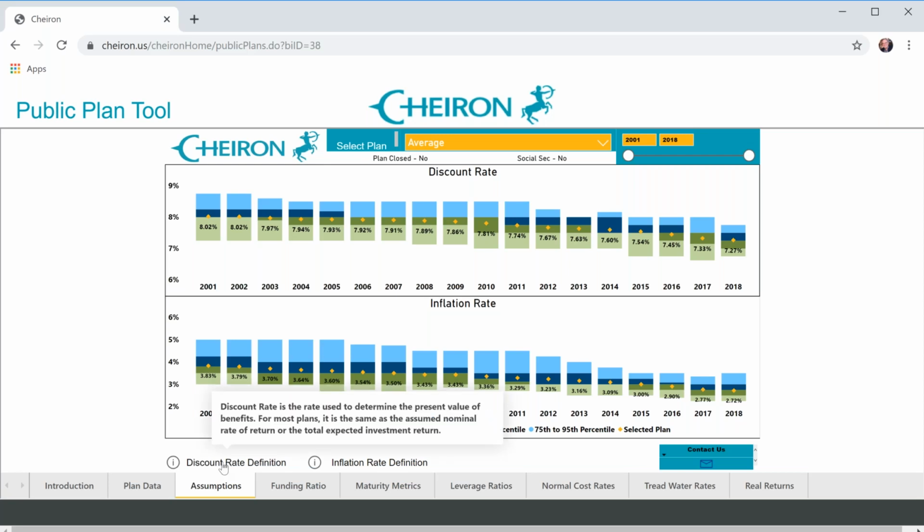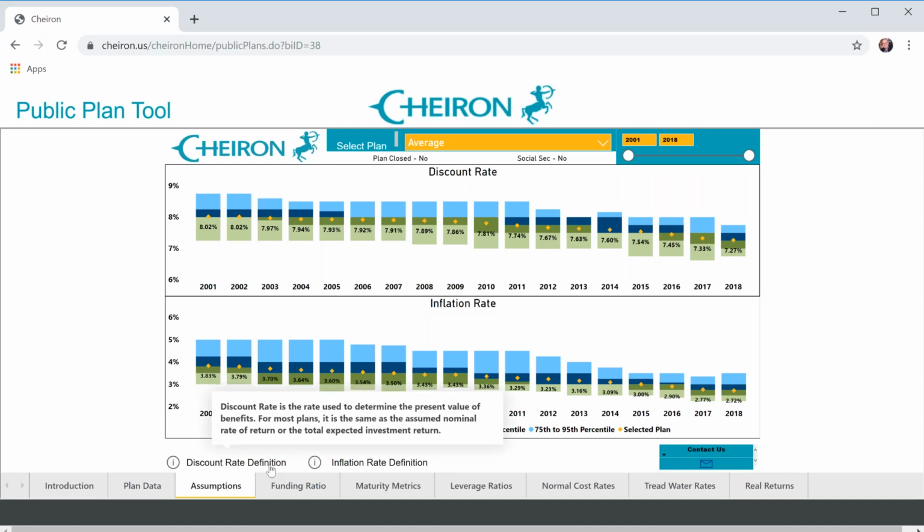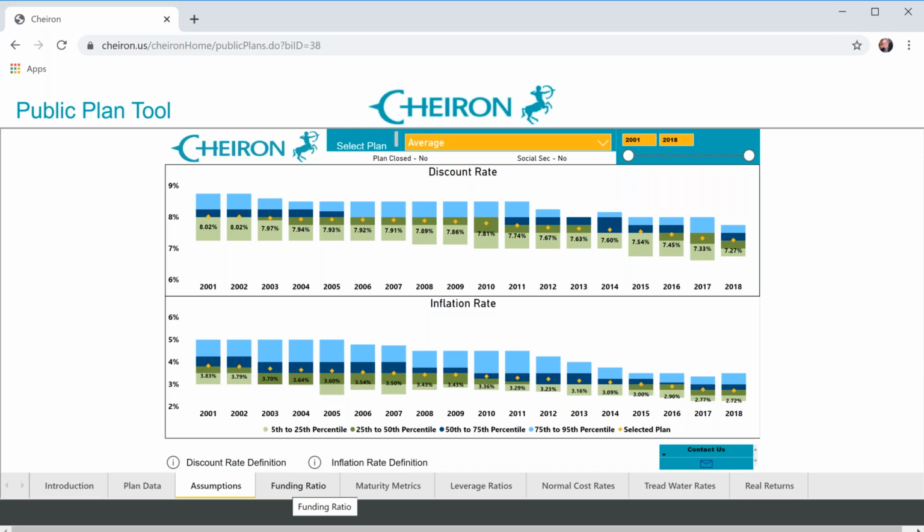And you'll see on several of the pages, boxes down below that allow you to hover over them, and it defines what the various metric is. So that's just a thing to help you navigate through this tool.